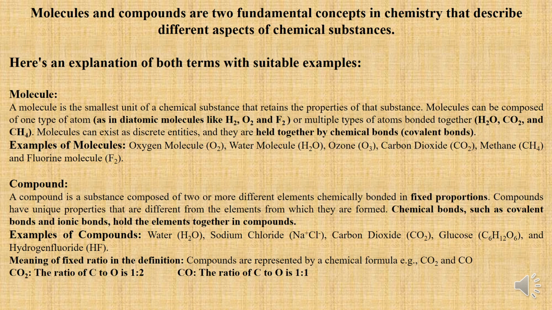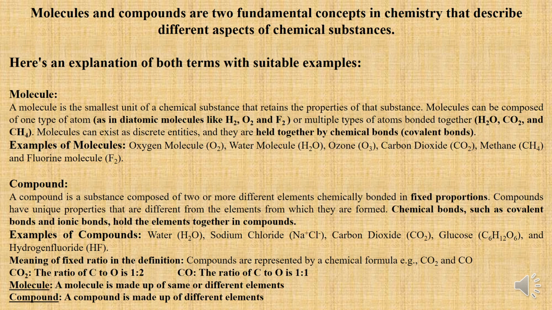Now, when the ratio changes from 1:2 to 1:1 in terms of carbon and oxygen, you end up with an entirely different compound. So, when the ratio changes from 1:2 to 1:1, the compound changes from carbon dioxide to carbon monoxide. It is a totally different compound. So, that's the meaning of fixed proportion or fixed ratio in the definition. As the ratio changes, the compound also changes. So, remember these two points. A molecule is made up of same or different elements, while a compound is made up of different elements.